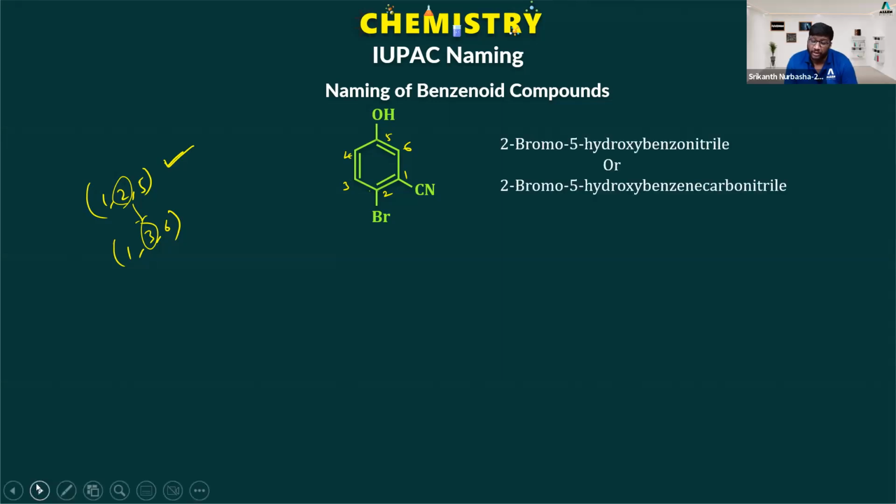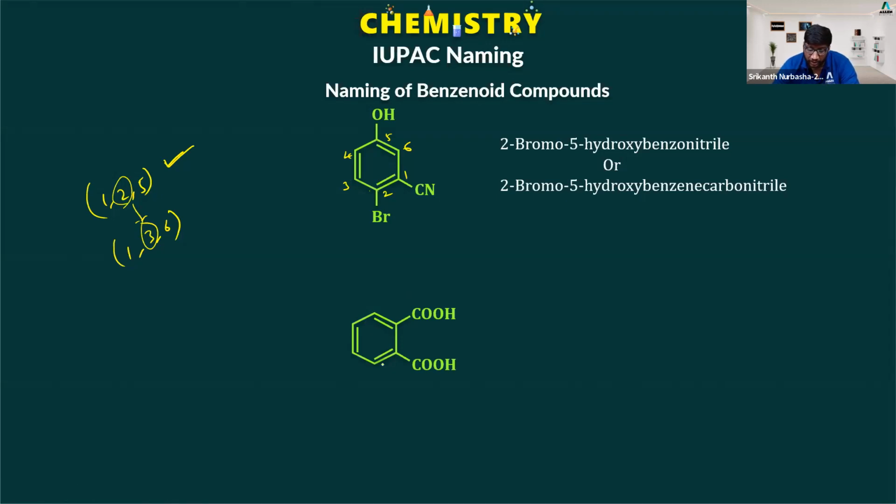2-bromo-5-hydroxybenzonitrile or 2-bromo-5-hydroxybenzenecarbonitrile. Both are going to be the right names. What is the name of this compound? Whenever we have the COOH groups directly connected to cyclic systems or benzene rings, we have to use the type 2 suffix, not the type 1 suffix.